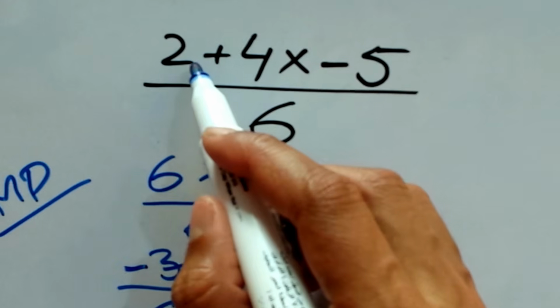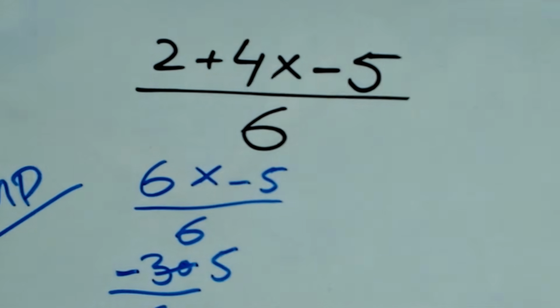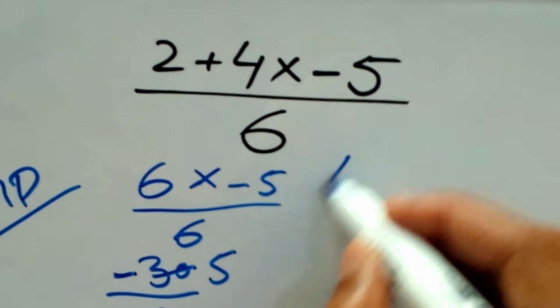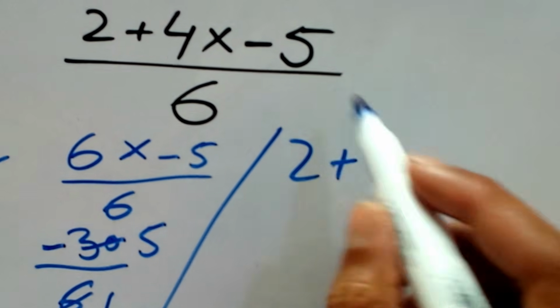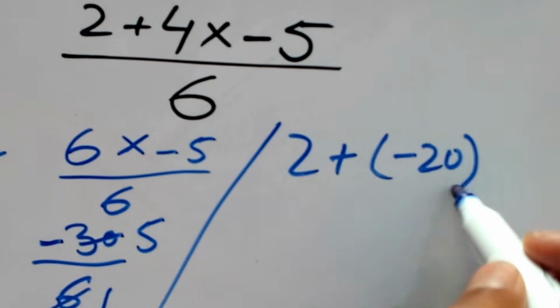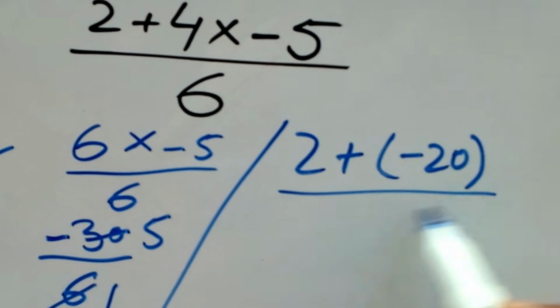So multiplication first. So 2 plus 4 times minus 5 equals minus 20, right? Keep the negative sign, so all over divided by 6.